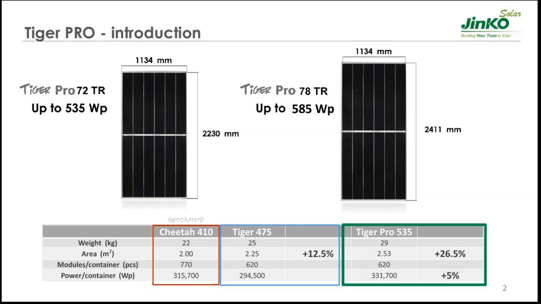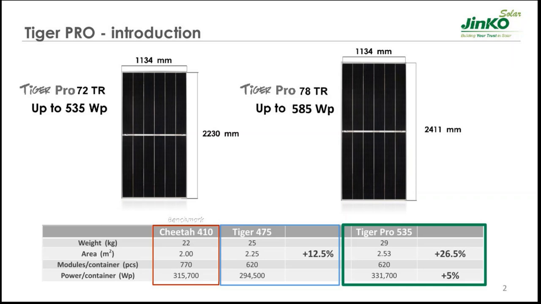What is going to change basically? First of all, the dimensions. As you can see, the 72 cell, which is up to 535 watt peak, is definitely larger. We have an area which is 25-26% bigger than Cheetah, which is an important output to consider when we are designing a large scale plant. On the right side, of course, we have another version which is even bigger, the 78 cell, which is mainly for, again, utility scale projects, but it has a different approach in terms of mounting structure. We will check it later.